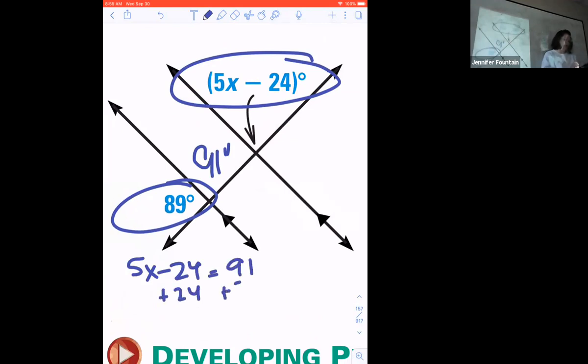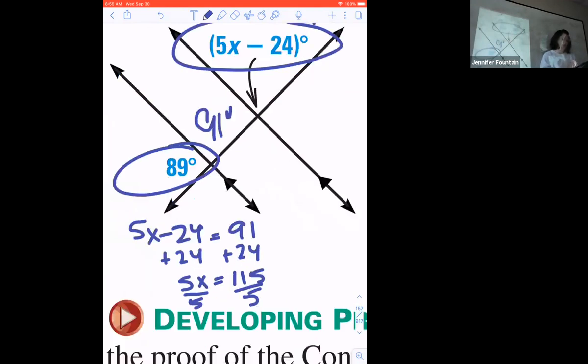Add 24, add 24. 5x is equal to 115. Divide by 5, divide by 5. So x is equal to 23. Where do we get the 91 from? Okay, so let's look at that. Because we know that these two angles right here would equal 180 degrees, right? So 180 minus 89 is 91 degrees.